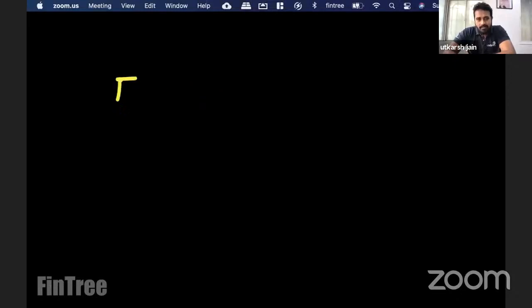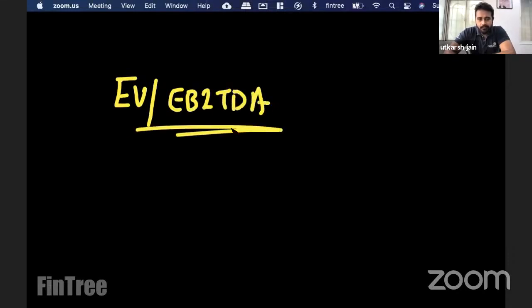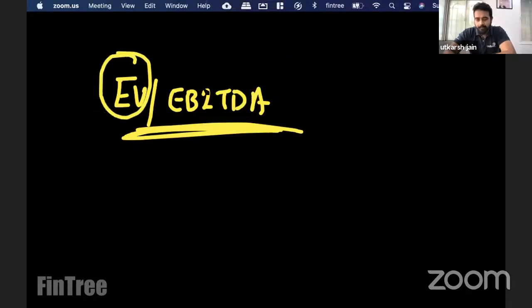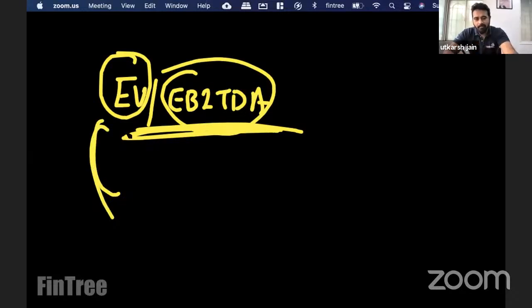So how does an EV by EBITDA multiple work? Okay, so it has two pieces. One is the enterprise value. Second, the EBITDA value. You have to divide the two, you get the multiple. But what does enterprise value really mean? So we have a formula, right? I'll show you the formula, but then later on we'll delete the formula and try and learn this with logic.